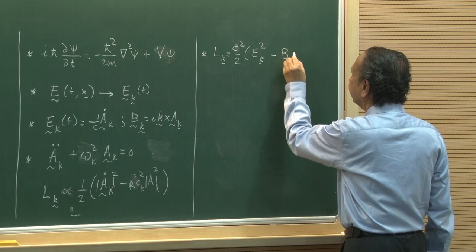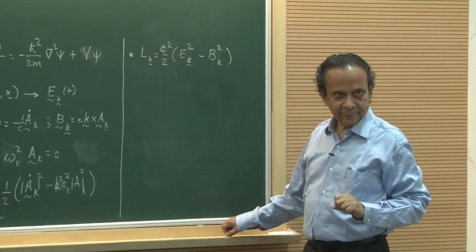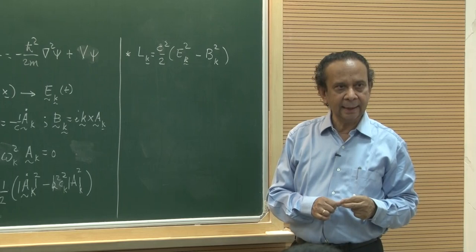You had a question? Yes, sir. All these things are dependent on the gauge transformation, where we take divergence of A equal to 0. If we don't take that, right, it will still work out.